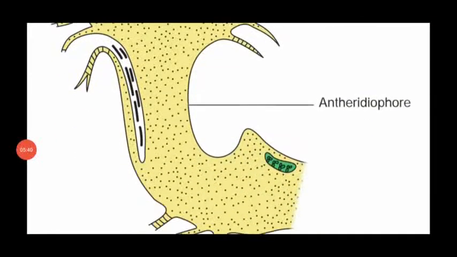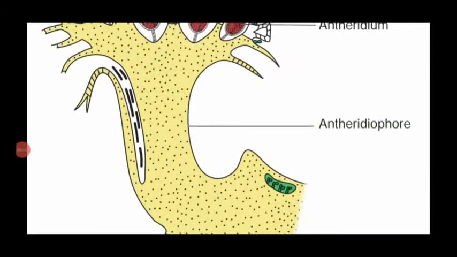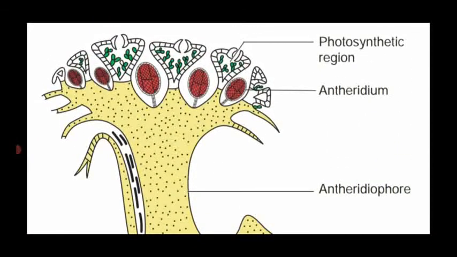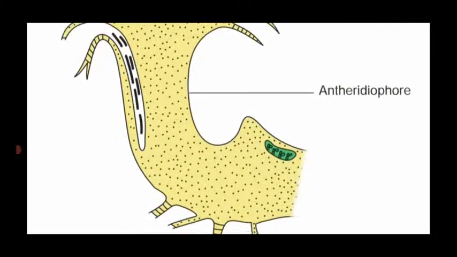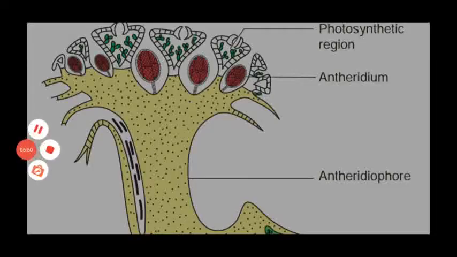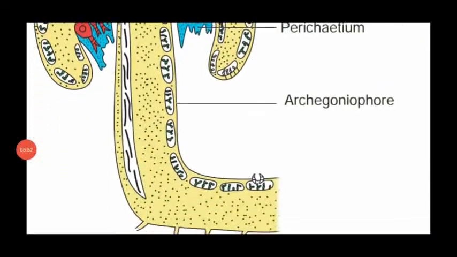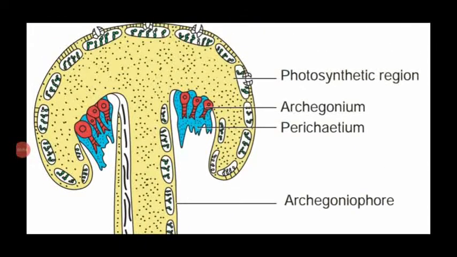Dear students, this is the antheridium, the antheridium of Funaria. The shape of the antheridium is like a tennis racket. We have seen this in the previous video class. This is the archegonium, which is flask-shaped and produces a single egg or ovum.